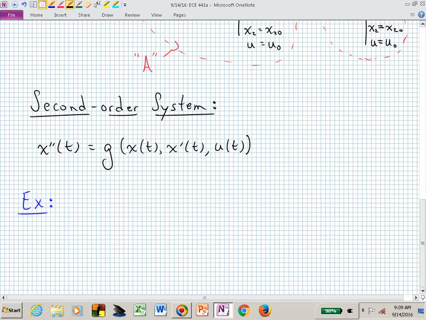For our example, let's just eliminate the argument t. We're in the time domain since we're differentiating with respect to time. Let's say on the right-hand side we have 4x plus 6x times x prime. There's a nonlinearity because we have 2 of our state variables multiplied together, minus x prime squared. There's another nonlinearity, plus u x prime. There's another nonlinearity, plus 5u.